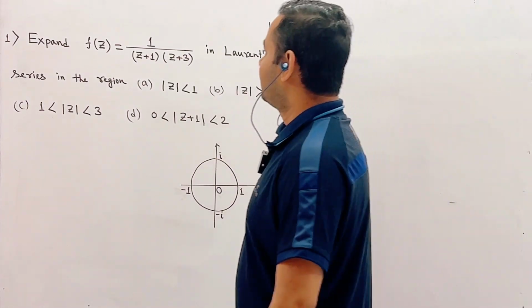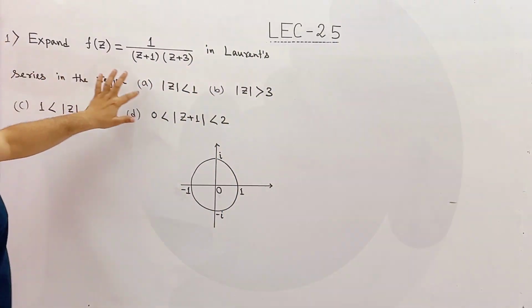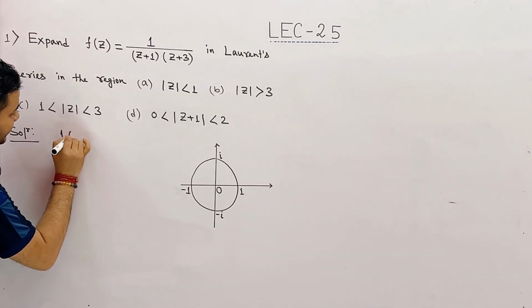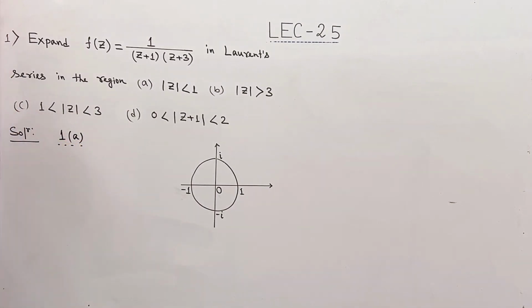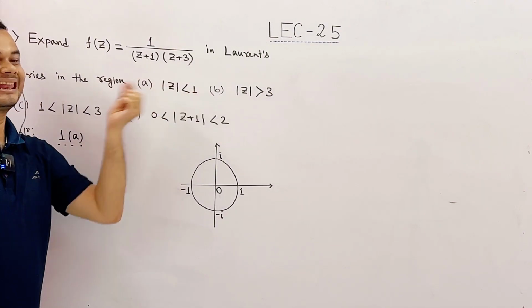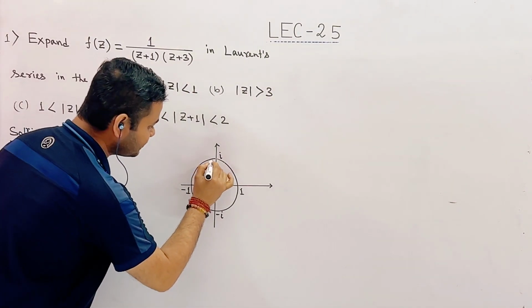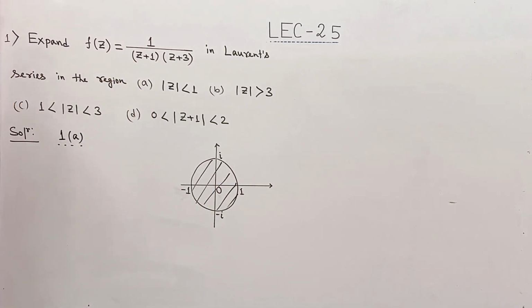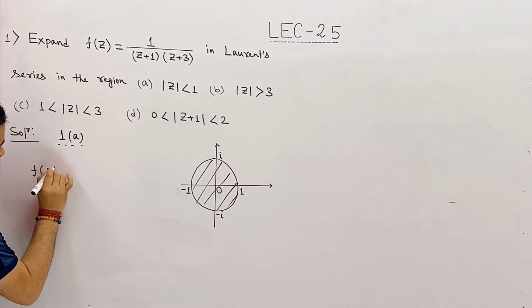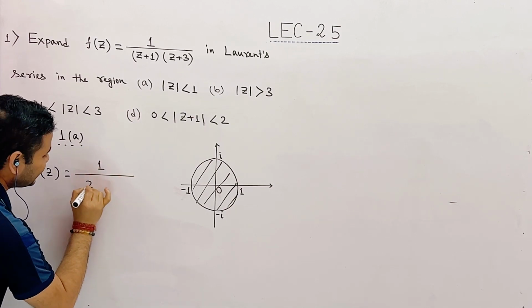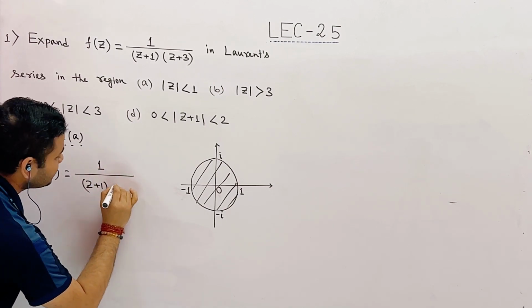Now let me solve problem number 1a. So solution to problem number 1a. According to this problem we have to expand this function in the region modulus of z less than 1. That means within this region we have to expand the function f of z. So according to the problem, f of z is equal to 1 by (z plus 1) into (z plus 3).